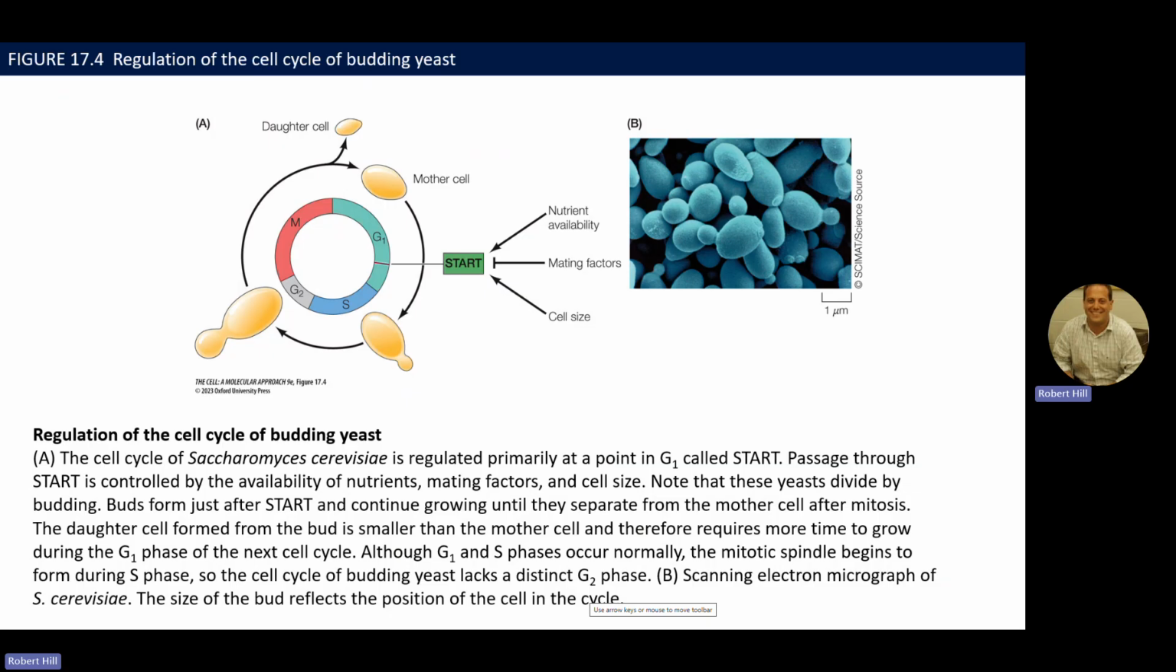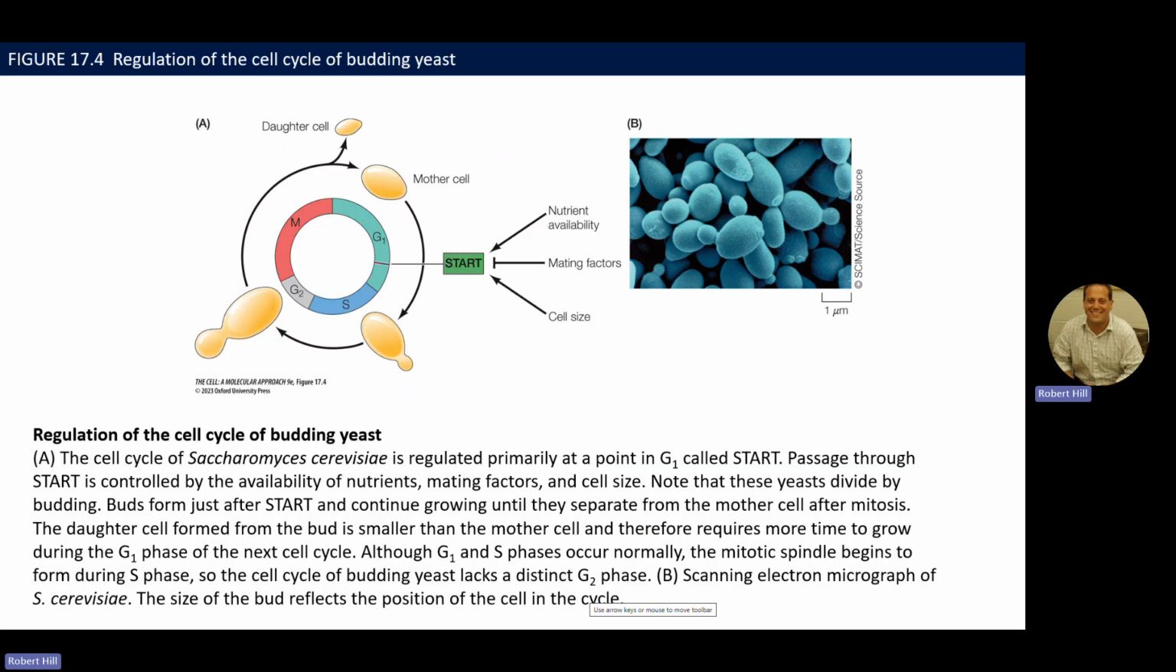What was found in the yeast is that the G1 phase serves as a really critical decision-making stage that integrates both internal conditions and also external growth signals. And in yeast, the control point is called start. Right? And that control point is monitoring nutrient availability, the size of the cell, and mating factors as well. Passage through start commits the cell to another cycle of replication and division.